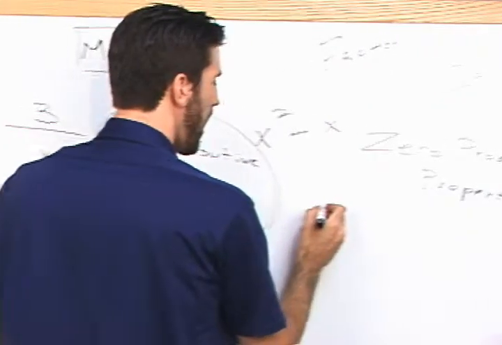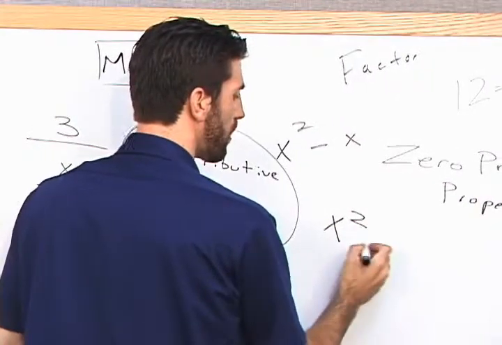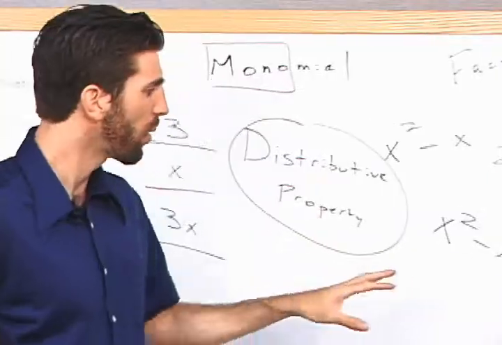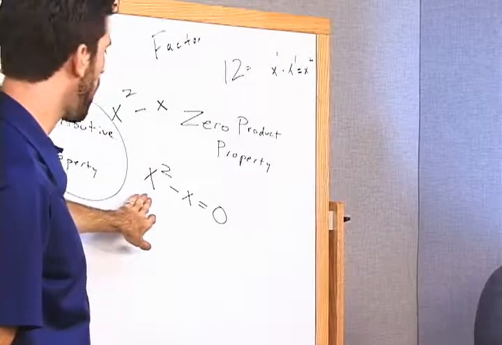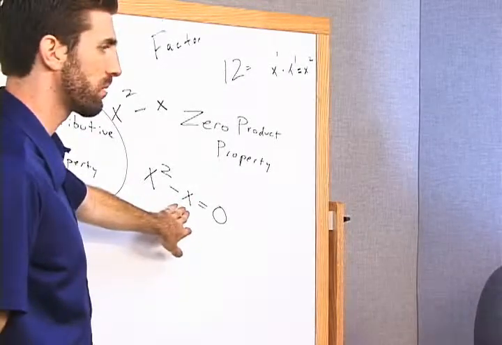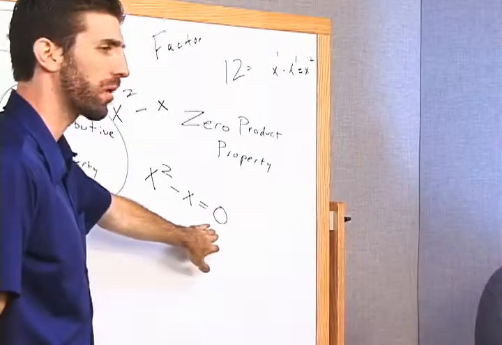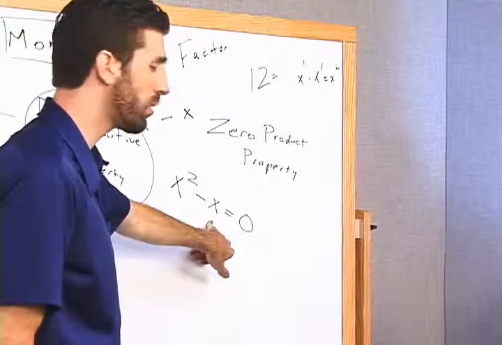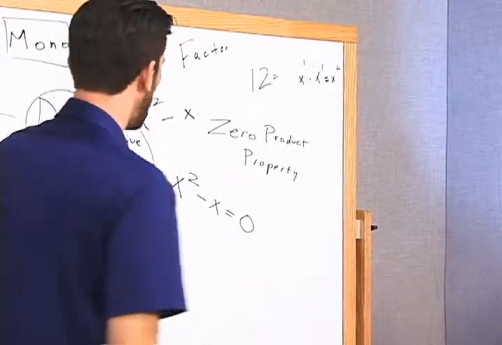Say we had x squared minus x equals 0. So now we have an equation. We want to say what number times itself minus that same number equals 0. That's our equation, and we're trying to solve for that. We have our polynomial set to 0. So let's check this out.